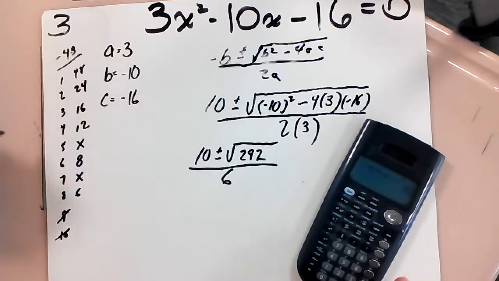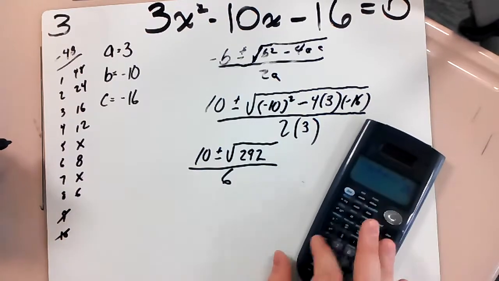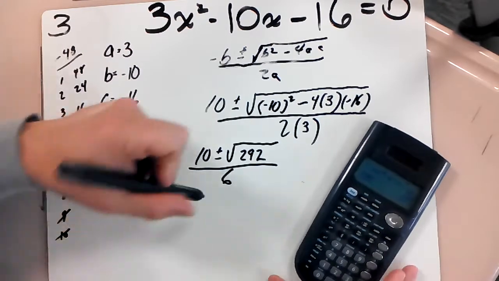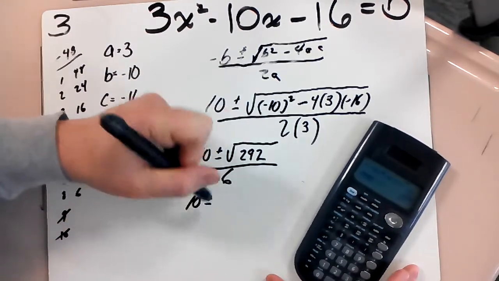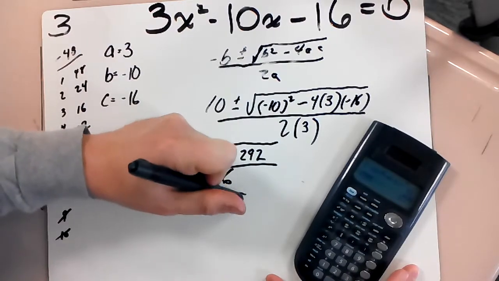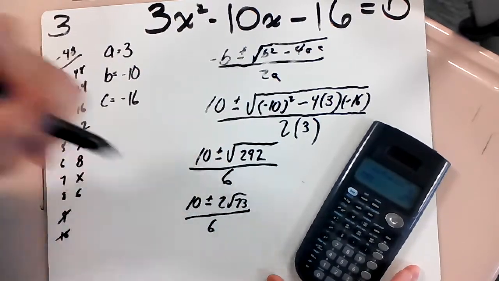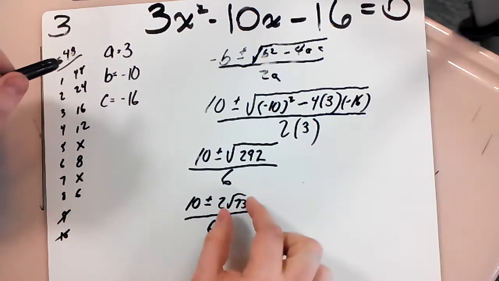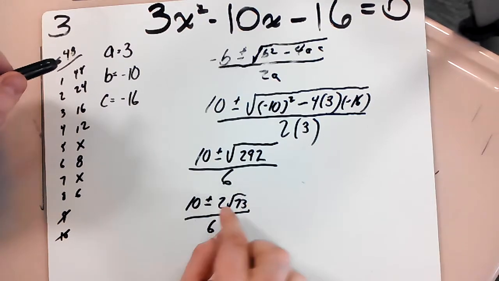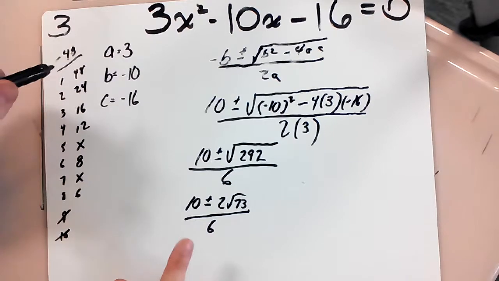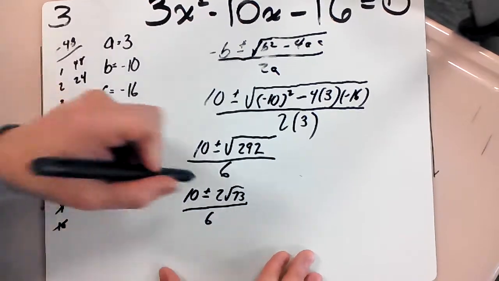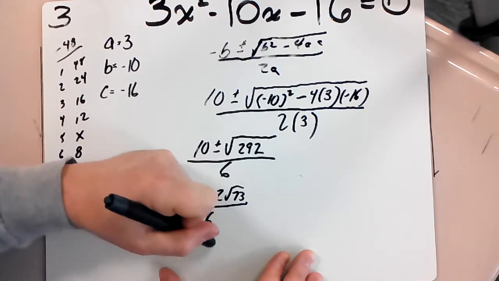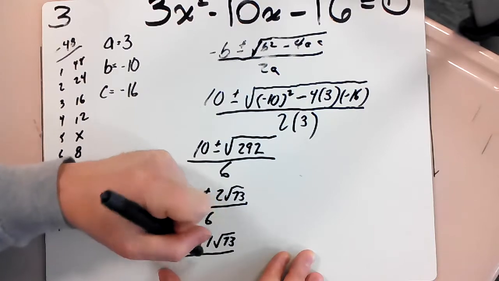Now I'm going to simplify the square root of 292, and that's 2 square root 73. So I've got 10 plus or minus 2 square root 73 over 6. Now I can simplify this. All of these guys, this guy's in jail. We can't talk to him, right? But these guys are all out of jail, and we could reduce that. I'm going to reduce that all by 2. So I got 5 plus or minus 1 square root 73 over 3.